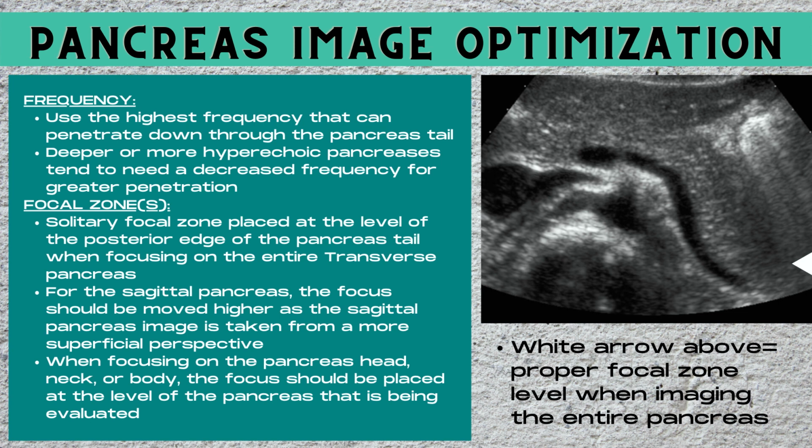A solitary focal zone should be placed at the level of the posterior edge of the pancreatic tail when you're focusing on the entire transverse pancreas. For the sagittal pancreas, the focus should be moved higher as the sagittal pancreas image is taken from a more superficial perspective. When you're focusing on the pancreas head, neck, or body, the focus should be placed at the level of the pancreas that is being evaluated. On the image to the right, the white arrow represents the proper focal zone level when imaging the entire transverse pancreas.